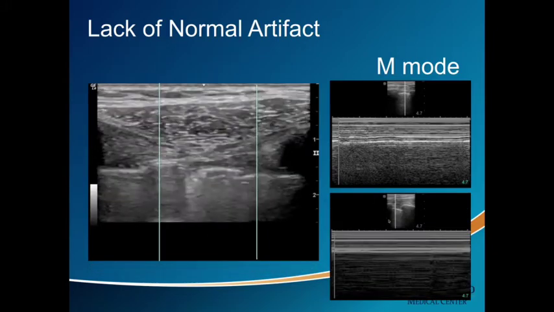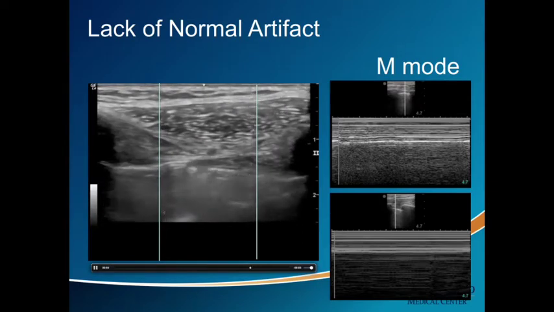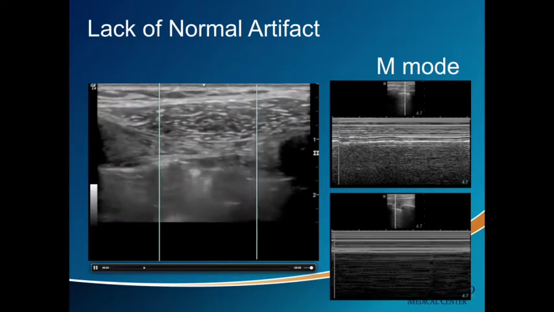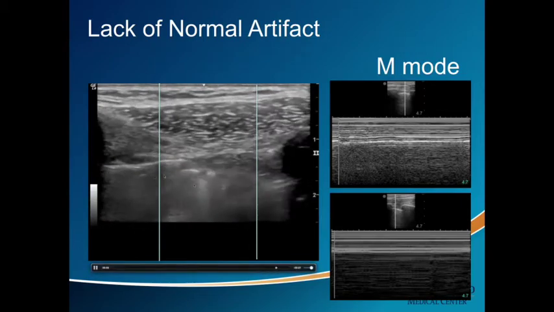Versus if you have all barcode, so here's a new M mode. Imagine if we're doing the M mode through here, and there's no change in interface, nothing is really moving. You have all barcode. That's suggestive of a pneumothorax as well, or lack of sliding.